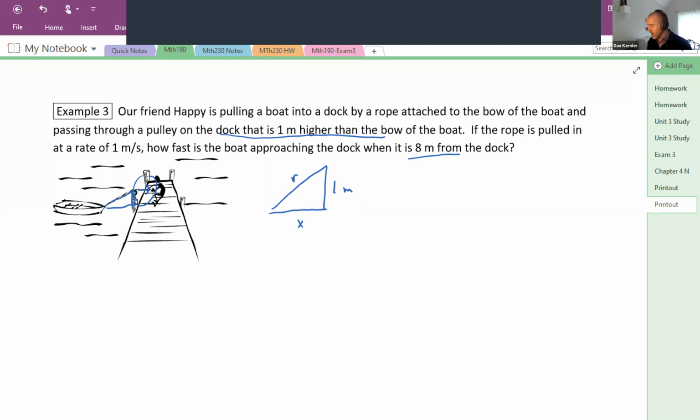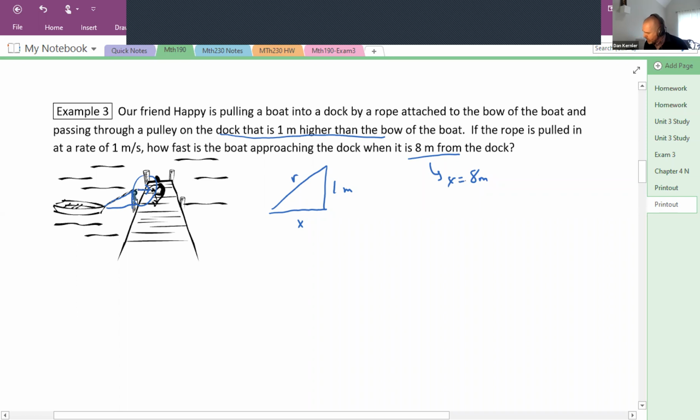So y is constant. We do have at that particular moment, what is the 8 meters? The boat is 8 meters from the dock. So on my picture, what is 8 meters? The X value. X, right, Alexis? That's X.